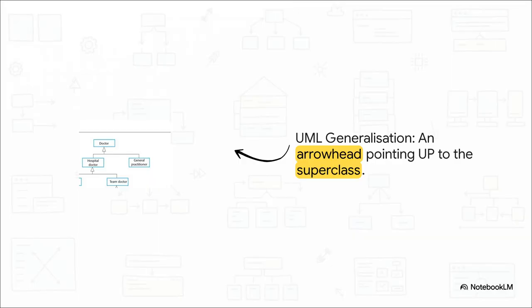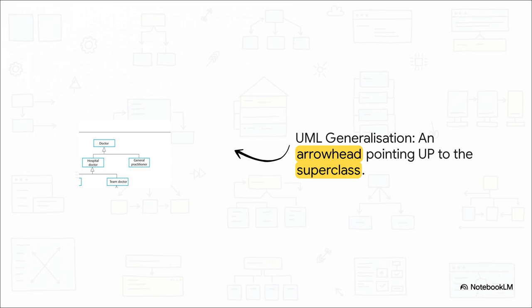So the crucial point is how we actually model this in software. Looking at the UML diagram from the textbook, the superclass is right at the top, doctor. Below it, we have subclasses like hospital doctor and general practitioner. Notice the UML notation here. It's an arrowhead pointing up to the more general superclass.